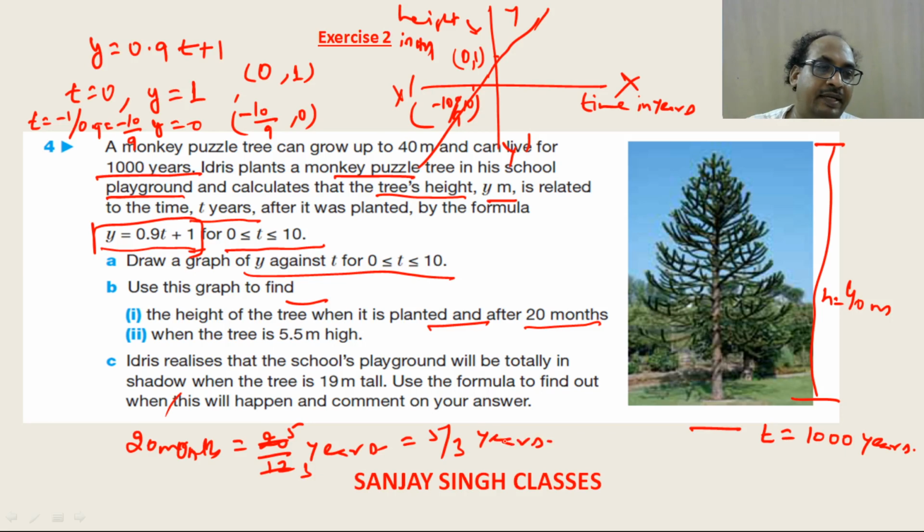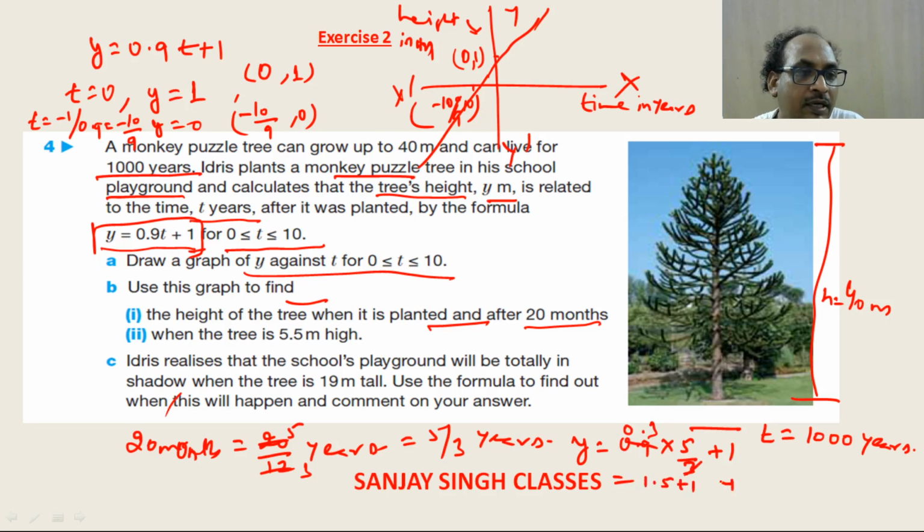What will be the height? So we need to find y. So y is equal to 0.9 into 5 by 3 plus 1. So this is 0.3, and 5 into 0.3 will be giving 1.5 plus 1, and y is equal to 2.5 meter. So the first one is y is equal to 2.5 meter.